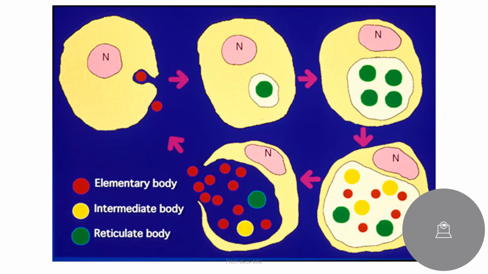So how that works, I have a little picture. The red dots are the elementary bodies, and those are the infectious form that enter into a cell. And then once they're in a cell, they turn into a reticulate body. Those reticulate bodies then multiply and create new elementary bodies, and the whole cycle starts over. So the nature of reproduction in chlamydia is very cyclical.